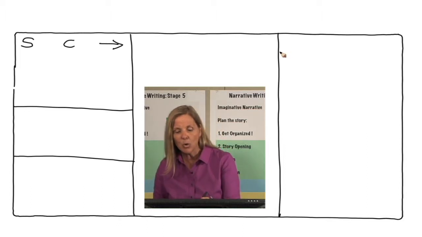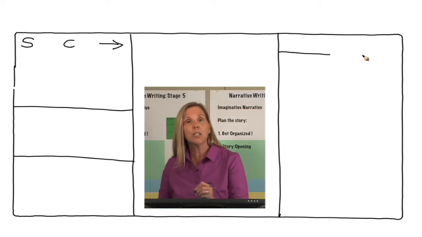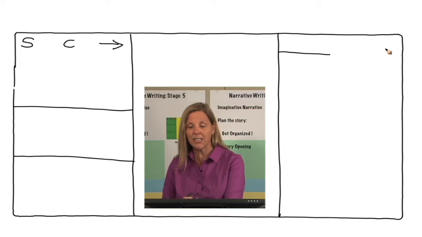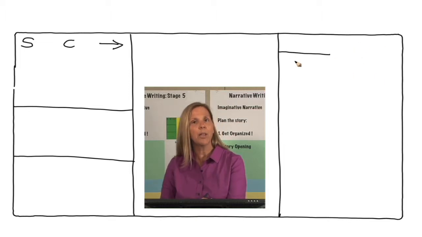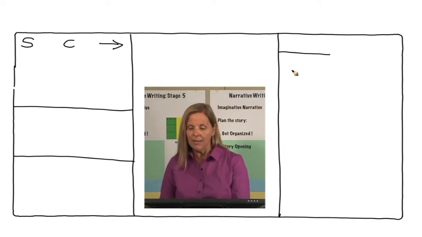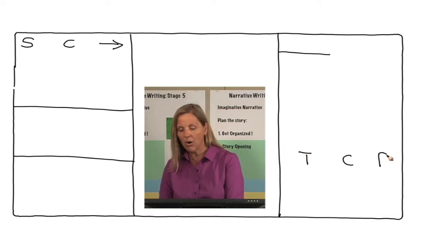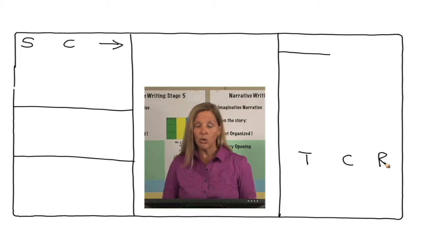In the end, we're going to draw a line here because we will need to have at the end of our story our ending, what happened at the end, and we'll draw a picture next to this line. That line's going to be to plan out a transition later. We will also write TCR at the end of our organizer.